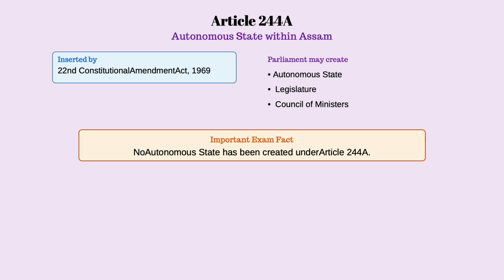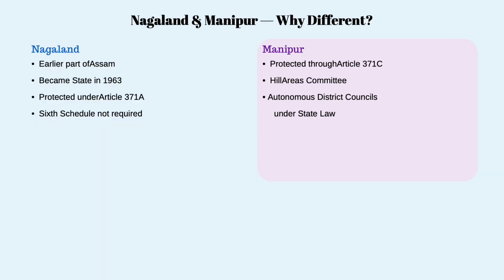So in Article 244A, it says that an autonomous state can be created in Assam. Okay, in Assam, with a legislature, with a council of ministers and so forth. But so far, no autonomous state has been created under Article 244A. There is no autonomous state within Assam. So Article 244A, nothing much to study here. It was inserted by the Twenty-second Constitutional Amendment Act of 1969. Under 244A, an autonomous state can be created in the state of Assam, specifically for Assam, not for anyone else. So no autonomous state has been created under Article 244A.